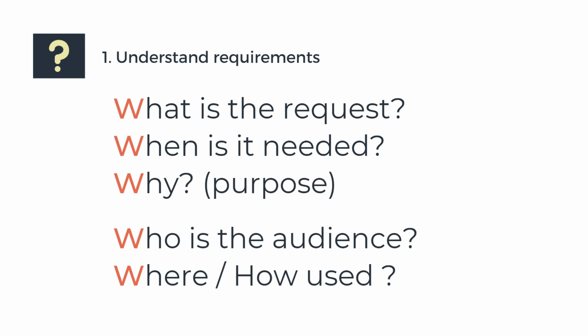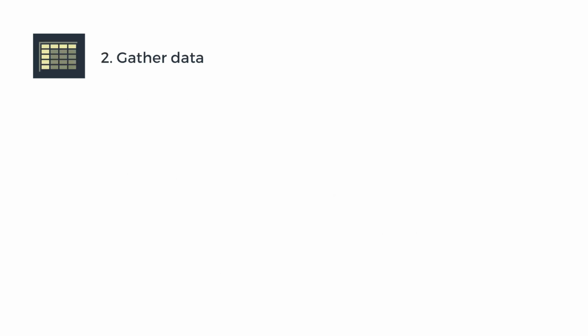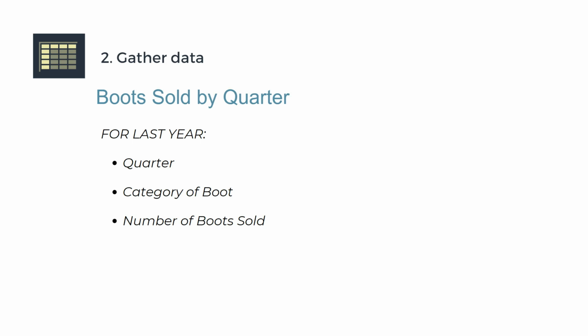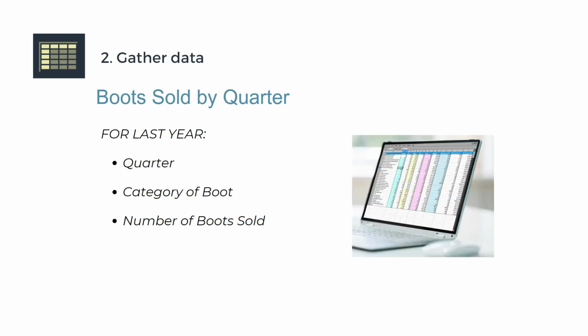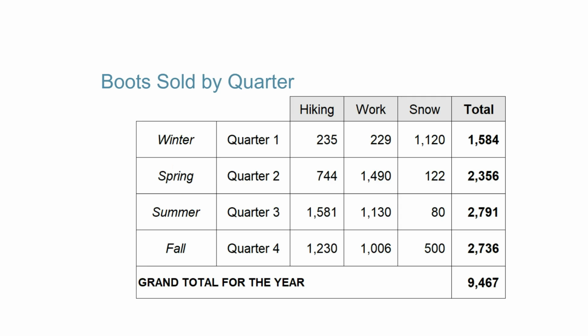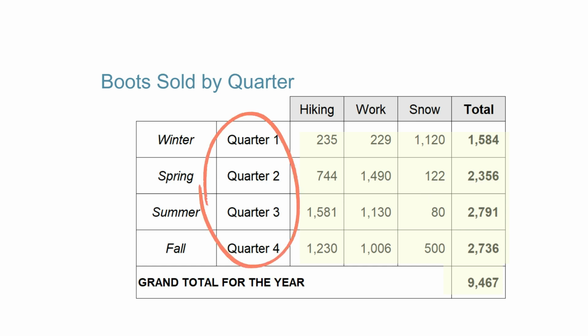Once we understand the requirements, it's time for phase 2, where we gather the data. Continuing with our example, the data that we need may be available in a spreadsheet, or if it's not, then it may be extracted from a database using a query language such as SQL or SQL. Also in phase 2, we then aggregate the data by the correct levels so that we can create our chart. In this case, the number of boots sold is aggregated by quarter and by the 3 categories of boots: hiking boots, work boots, and snow boots.